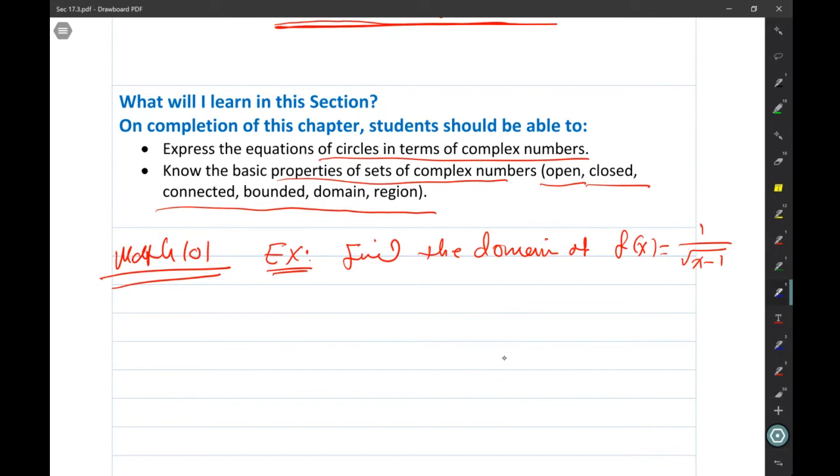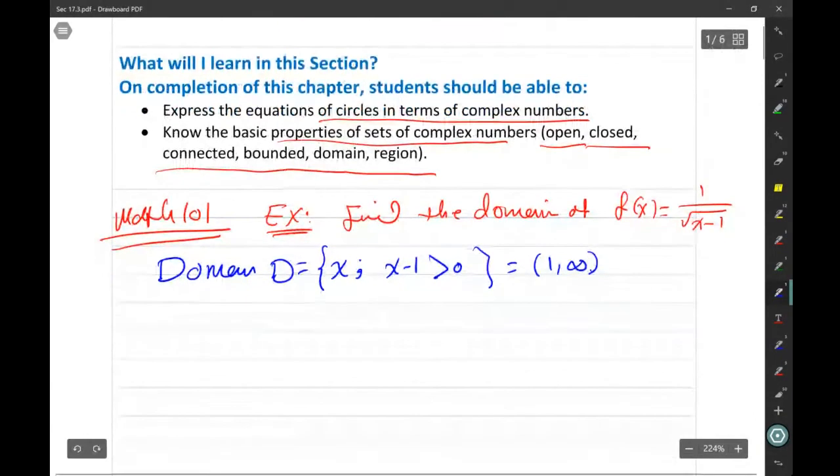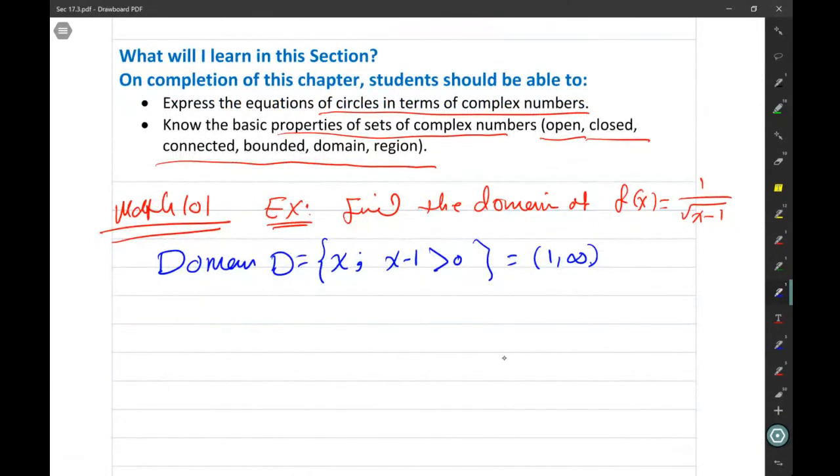You remember that this is a square root, so what's inside the square root should be greater than or equal to 0. But since it is located in the denominator, all the values of x such that x minus 1 should be greater than 0, which means the interval from 1 to infinity. We cannot take x equal to 1, because it would make the denominator zero, which is not acceptable.